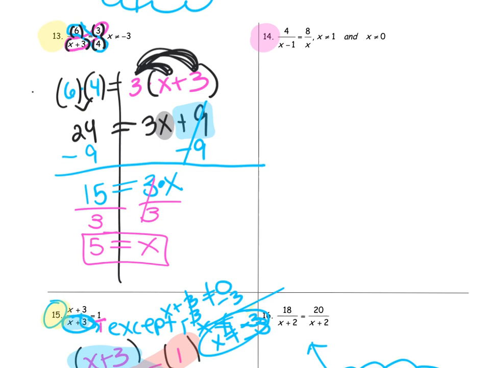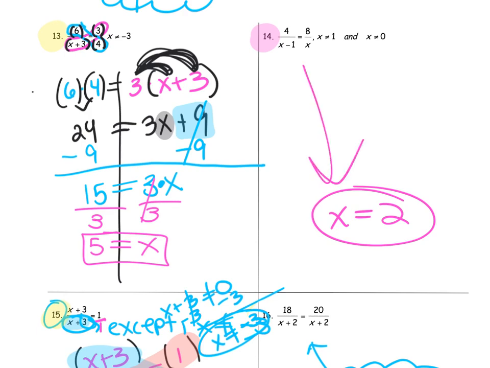And we're done. Okay, I'm asking you guys to do question 14. Your final answer here is x equals 2. Make sure you arrive at that same answer. You have to show the work. There you guys go. Hopefully you found this helpful.